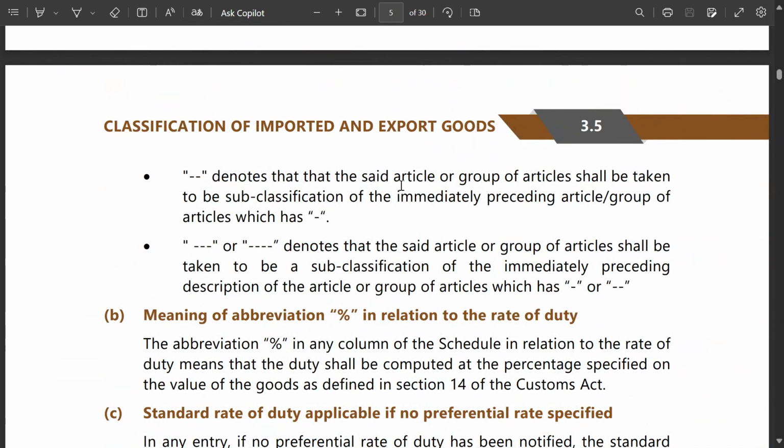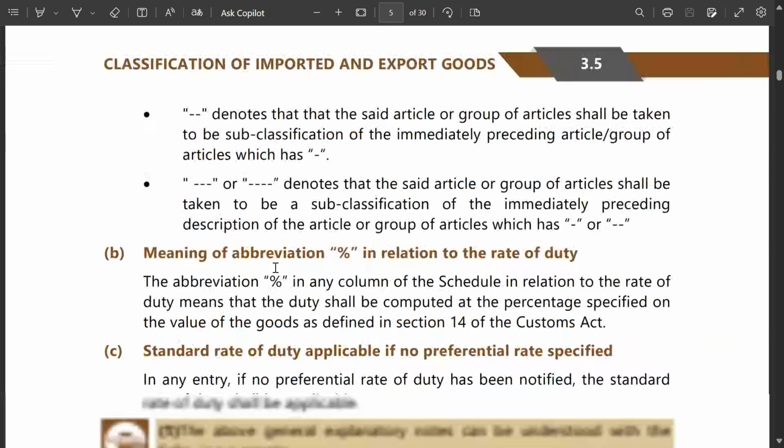A double dash denotes that the said article or group of articles shall be taken into sub-classification of the immediately preceding article or group of articles that has a single dash. A triple dash or four dashes denote that such article or group of articles shall be taken into sub-classification of the immediately preceding description of article or group of articles which has a single dash or double dash.